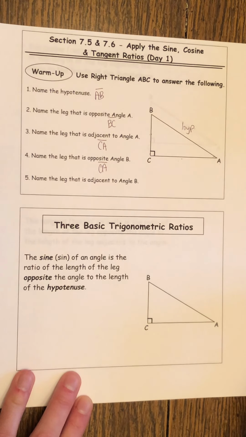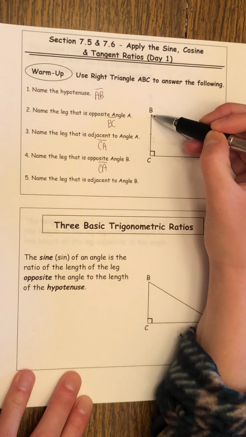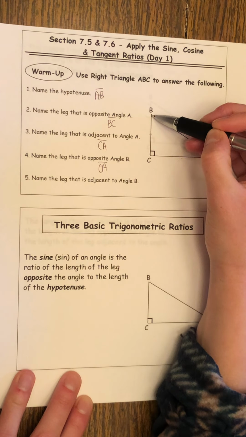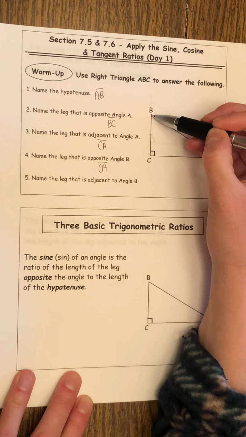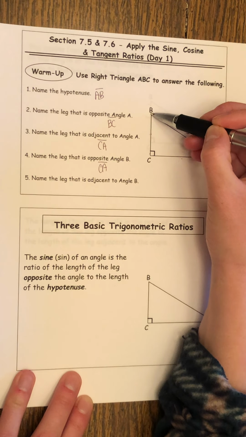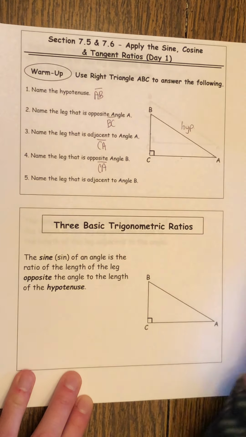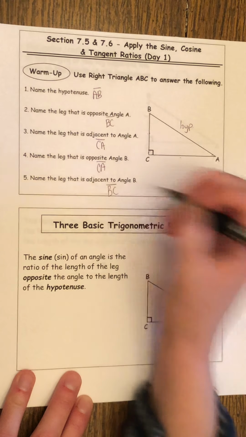And then lastly, name the leg that is adjacent to angle B. So angle B is up here. We want to name the leg that is next to or adjacent to angle B, or that forms a leg with angle B, like B is a point on the segment. So that leg that's adjacent to it would be side BC.